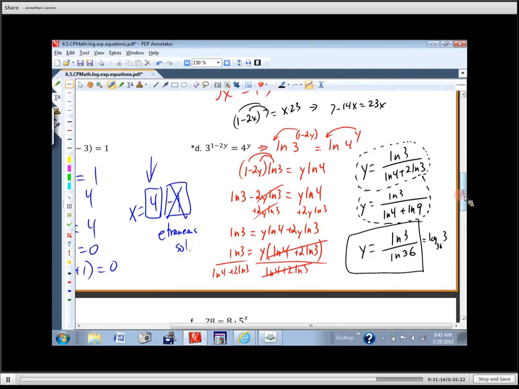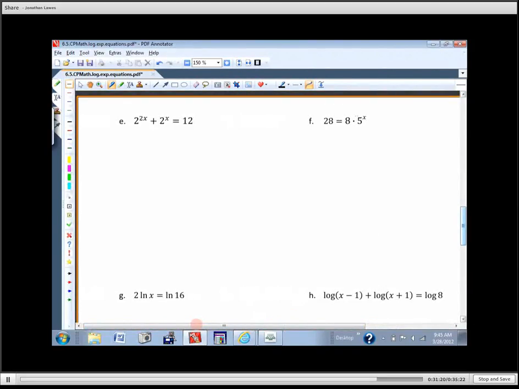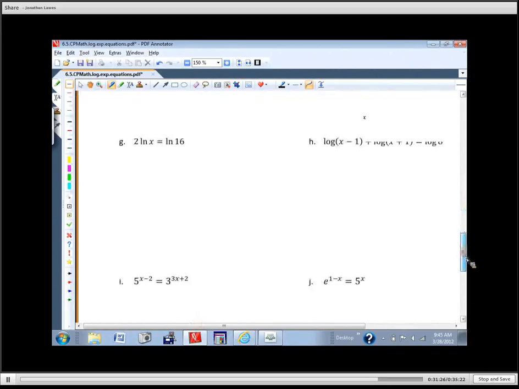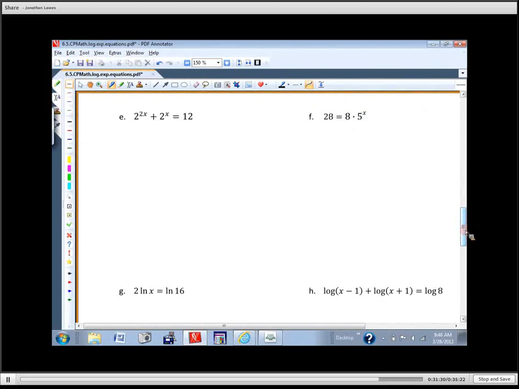Okay. Let's take a look at this problem right here. And then we'll do 5 or 6 problems tomorrow. You'll have some time to work in class, get the assignment done. This would take me quite a while to figure out. This is not something most people come up with on their own.